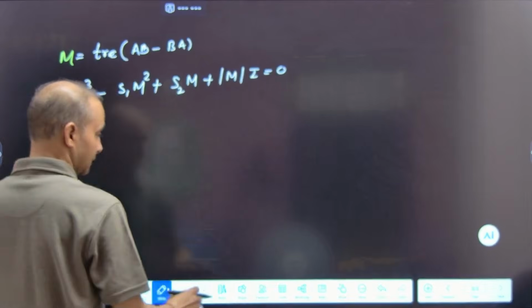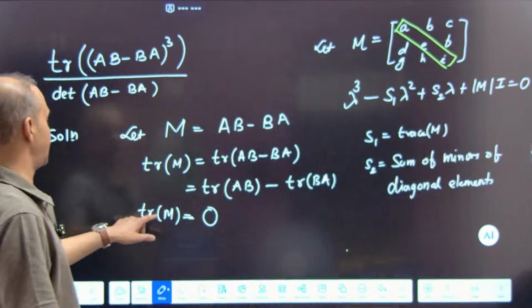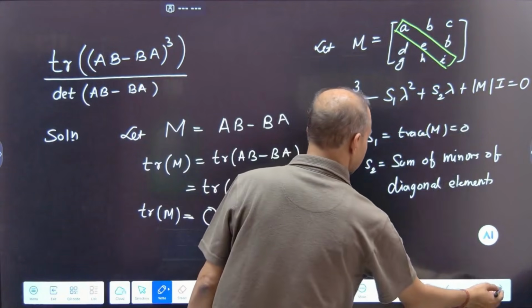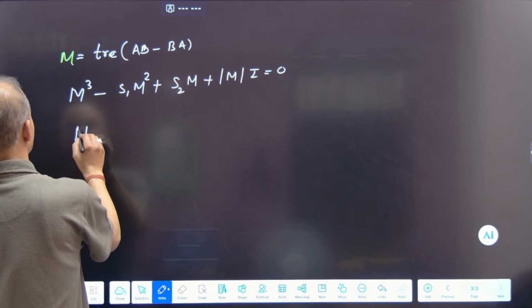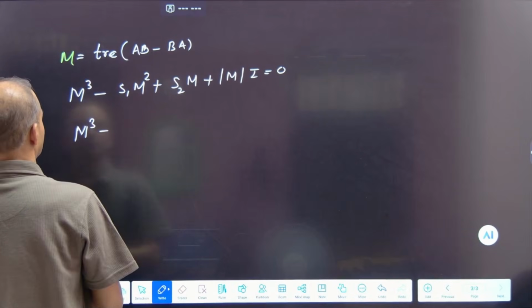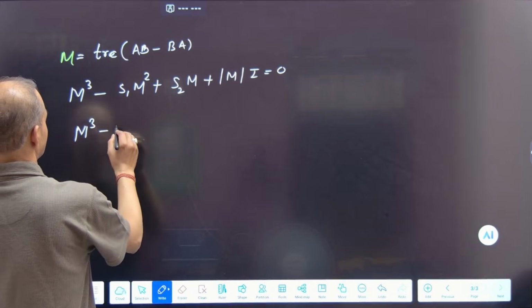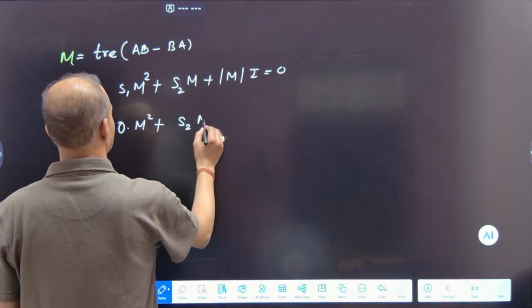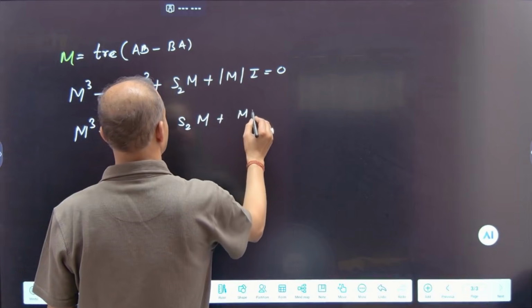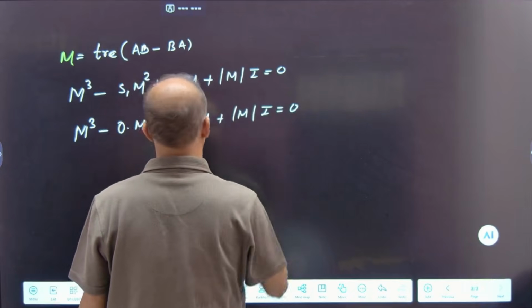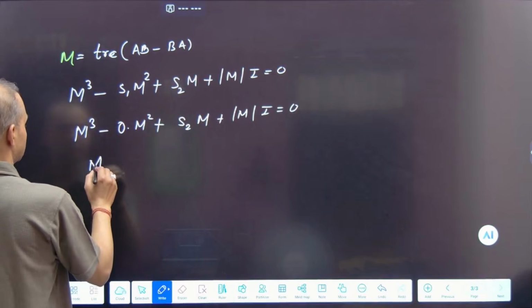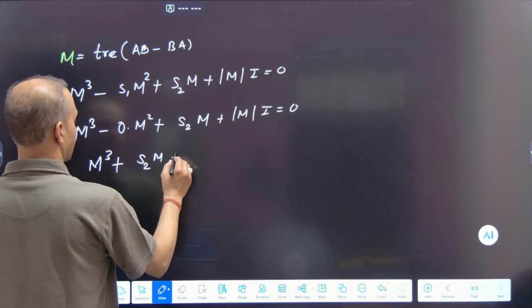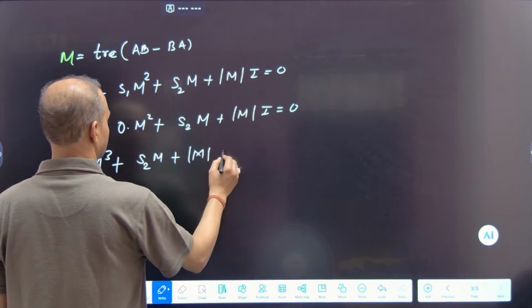Now notice one thing, from the previous slide, what we can observe is that the trace of M is already 0. Even the trace of M, that is already 0, so I can substitute it there. This is going to be M cube minus S1, which is already 0, so that will be 0 times M square, and S2 M, and the determinant of M into I. Now this will result into M cube plus S2 M and minus determinant of M into I.